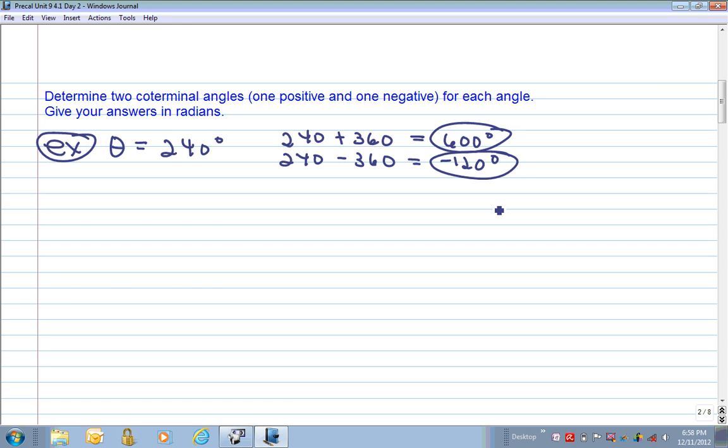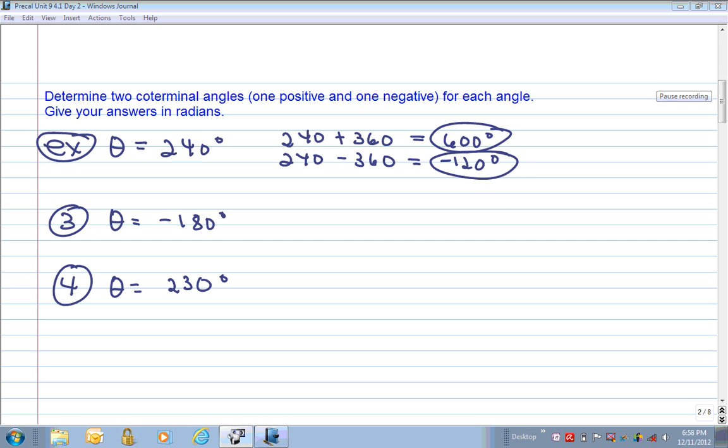All right, here are your two to do. Number 3 is theta equals negative 180 degrees, and number 4 would be theta equals positive 230 degrees. All right, let's move on to our next example. You may want to pause and write that down, work those two, and then move on.